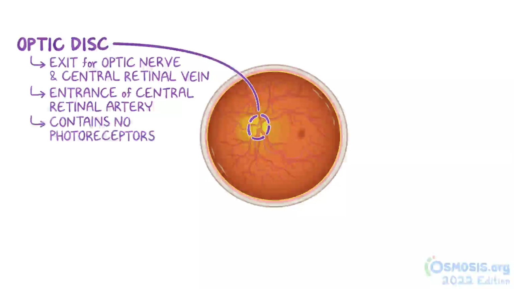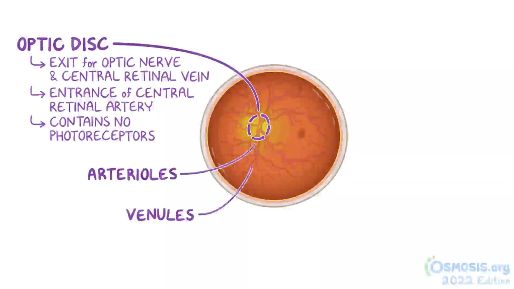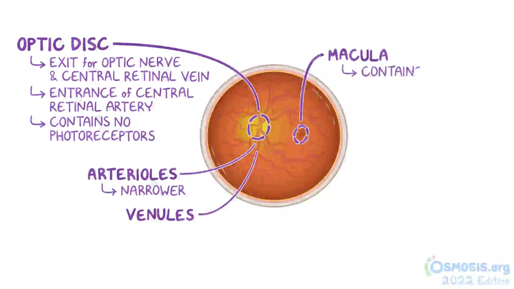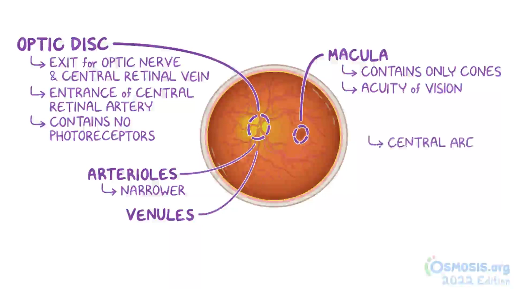On a funduscopic examination, you can also see the retinal arterioles and venules diverging from the optic disc, and to differentiate the two, remember that the arterioles are narrower. Another important area of the fundus is the macula of the retina, lateral to the optic disc, which contains only photoreceptor cones. This area is important because it specializes in acuity of vision, so without it, everything would be blurry. Actually, the most acute vision is sensed at the central area of the macula, called the fovea centralis, which is more depressed than the rest of the retina.